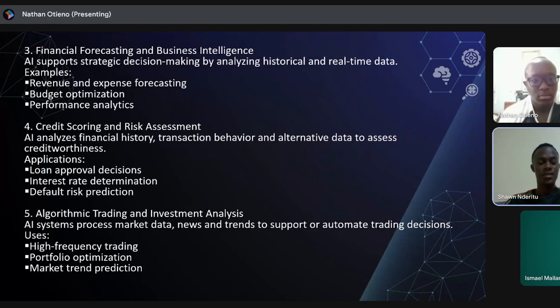investment analysis. So AI systems process market data, news, and trends to support or automate trading decisions. It is used in high frequency trading, portfolio optimization, and market trend prediction.